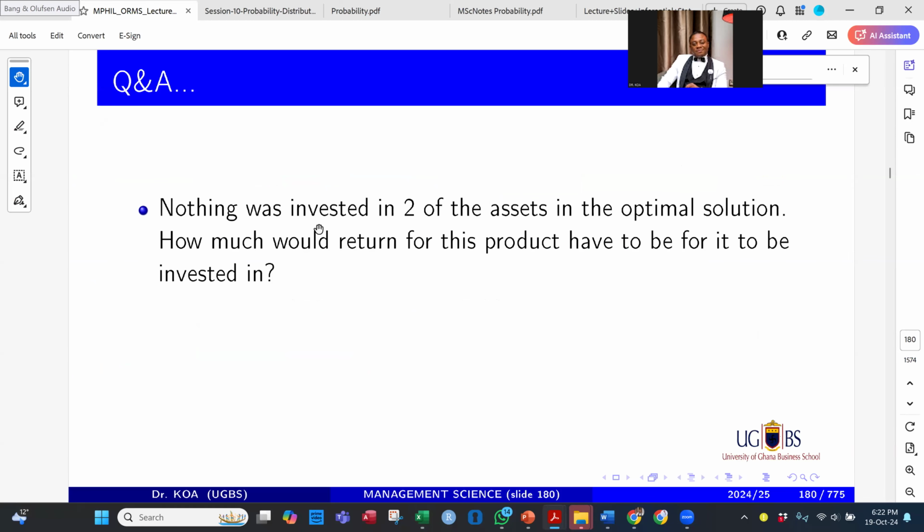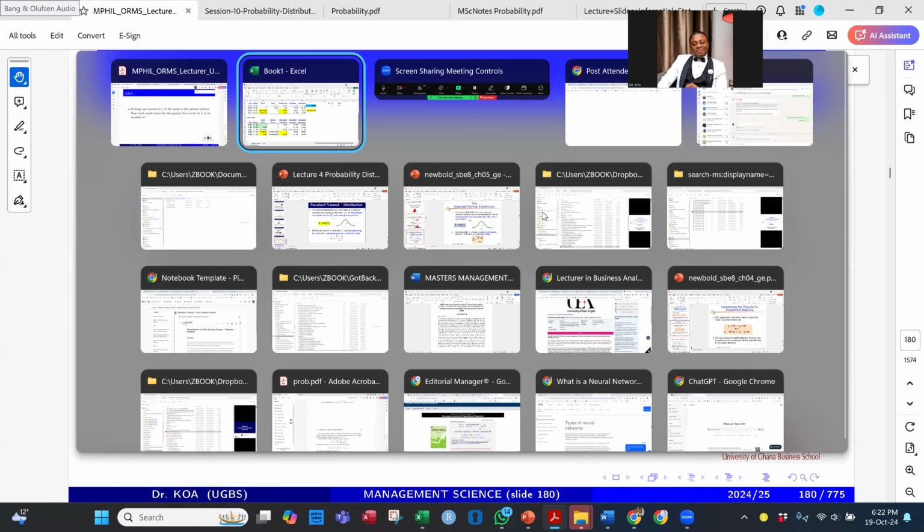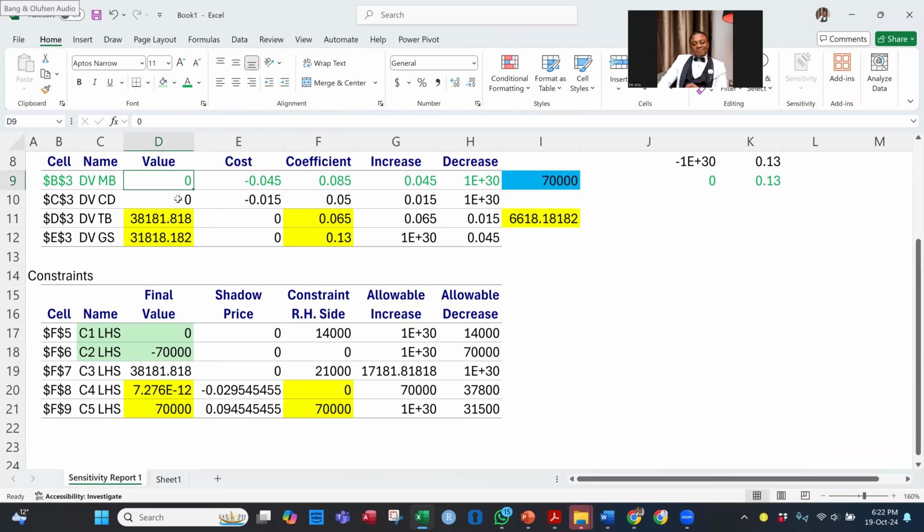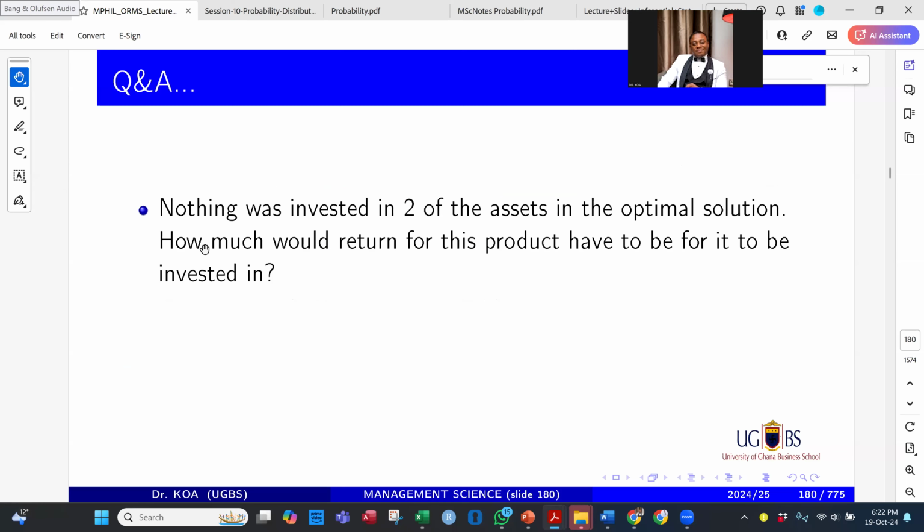Now, finally, nothing was invested in 2 of the assets in the optimal solution. And you can see that here, 0, 0 for municipal bonds and CDs. Nothing was invested. How much do you think the return for this would have to be for this product to be invested in? In other words, the reason why people didn't invest in them is because the interest rate on them are small. I'm not saying they are small compared to the others. They are just small.